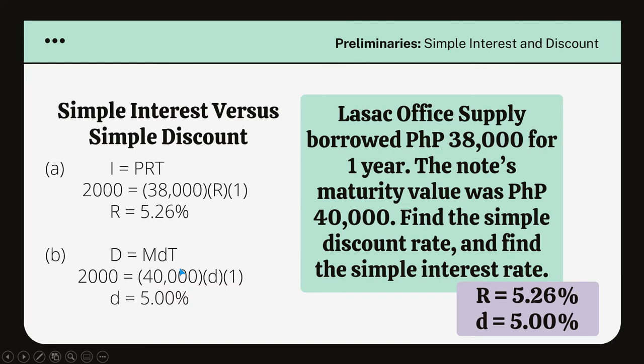And as you can see, when we calculated the simple interest rate, we looked at 2,000 over here as a percent of 38,000. While we looked at 2,000 over here as a percent of 40,000, naturally, even if they are technically the same, they are also different. Because 2,000 will automatically be a larger percentage of 38,000 when compared to it as a percentage of 40,000. Therefore, it is a fact that simple interest rates are always larger than the simple discount rate.